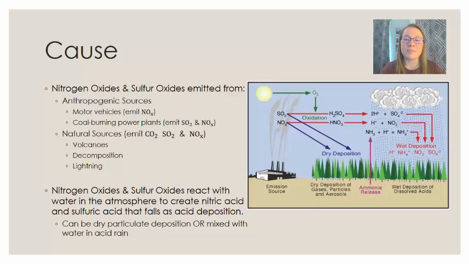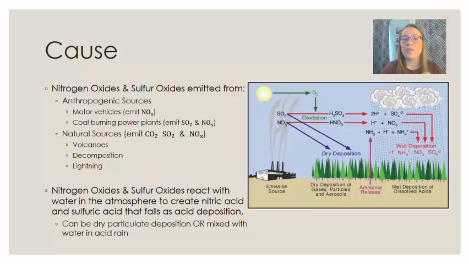After they are in the atmosphere, they go through a series of reactions with water, and that water then converts those primary pollutants into secondary pollutants, and those secondary pollutants then fall to the surface as acid rain, or acid deposition if it is just the particulate matter.